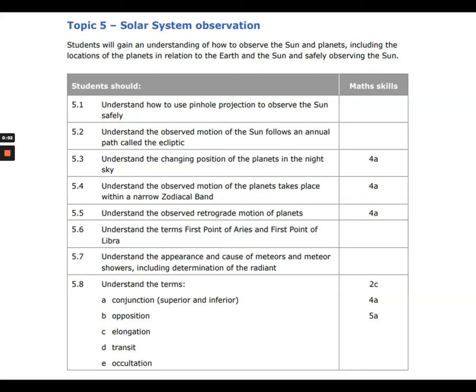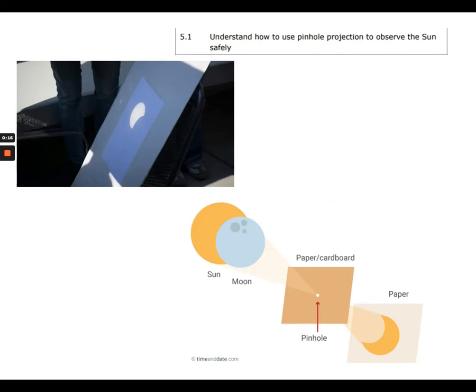Okay, this is the topic 5 revision video for GCSE Astronomy, Solar System Observation. So we're going to look at 5.1 to 5.8 and you can pause it and have a read through those and I'll move on. So 5.1, understand how to use pinhole projection to observe the sun safely.